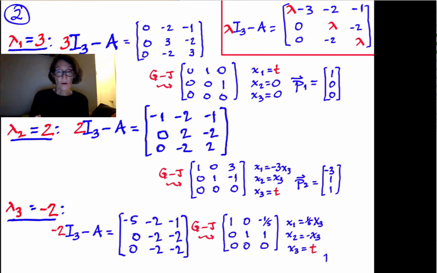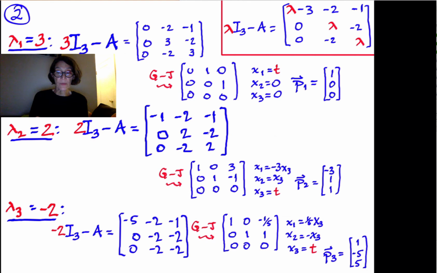And so our eigenvector P3 is, I don't like fractions, so I'm going to use 5 for my parameter for x3. So I get 1, -5, 5 as my eigenvector.